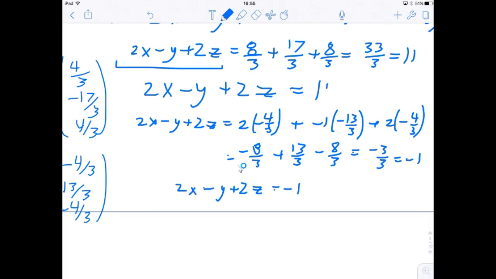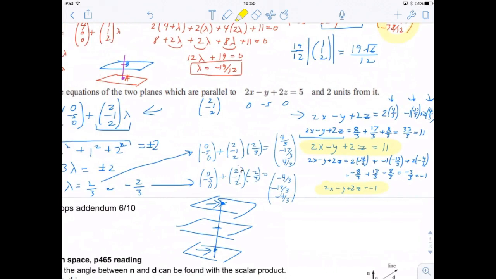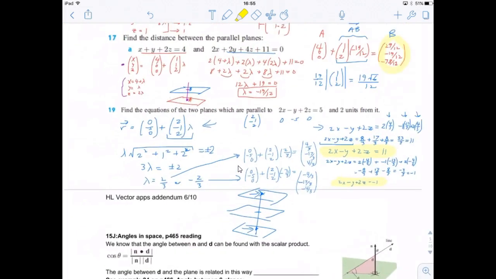Oh, this one was equal to 11, right? Okay? So those are the equations for the two planes that are 2 units away from the original plane they gave us. Okay, that was page 5.